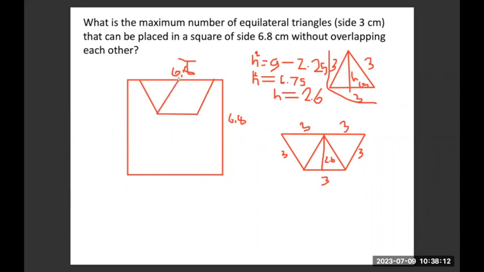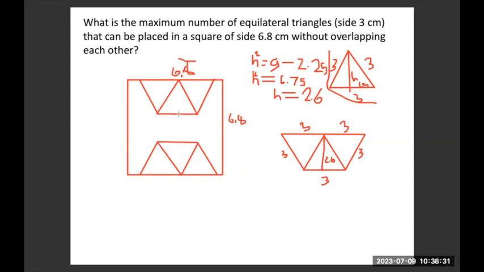Okay, is that correct? ये trapezium यहाँ पे ऐसे आ सकता है और ये वाला trapezium यहाँ से ऐसे कुछ आ सकता है. Here so far I have fitted 1, 2, 3, 1, 2, 3, 6 triangles.